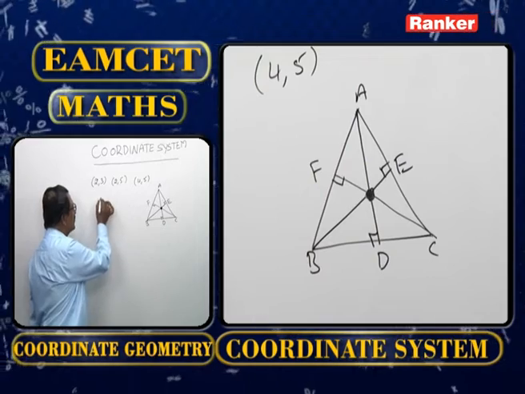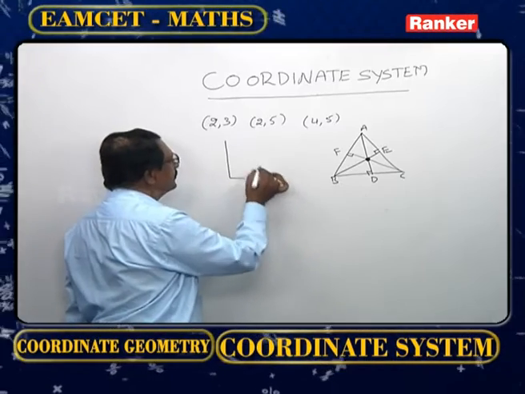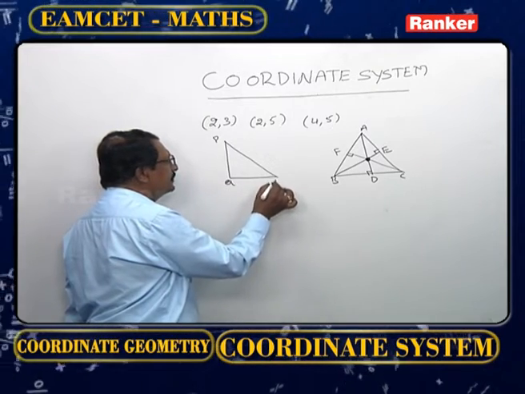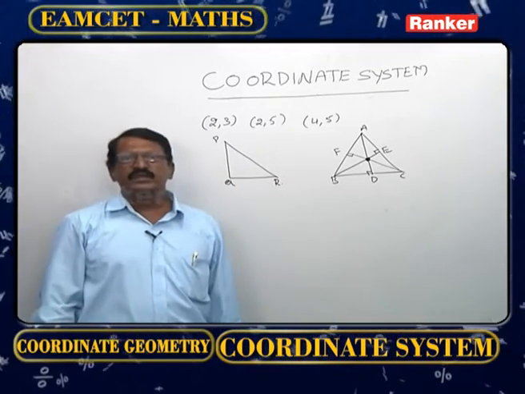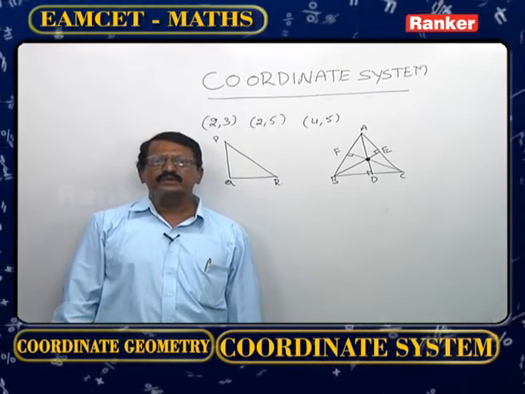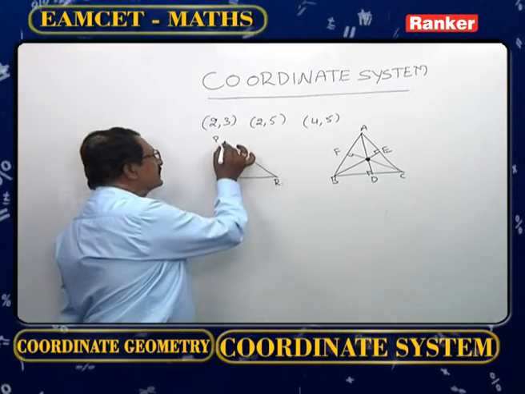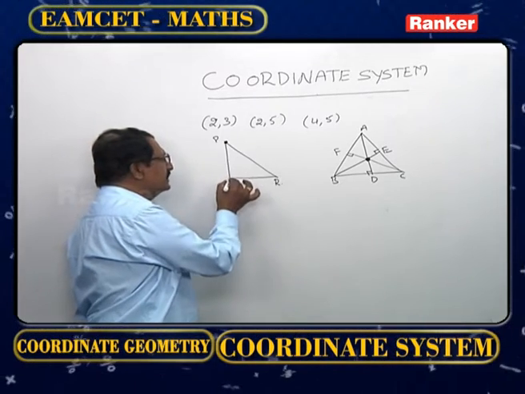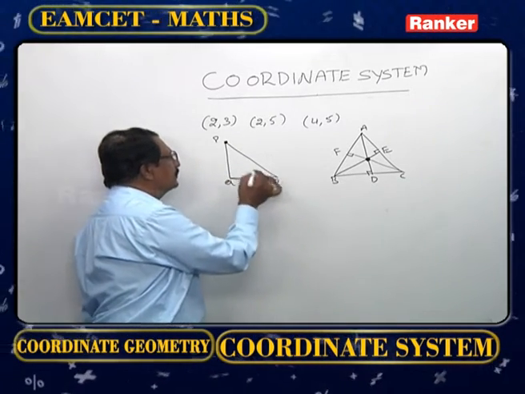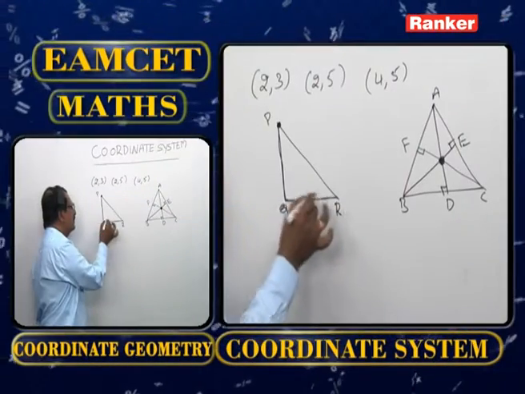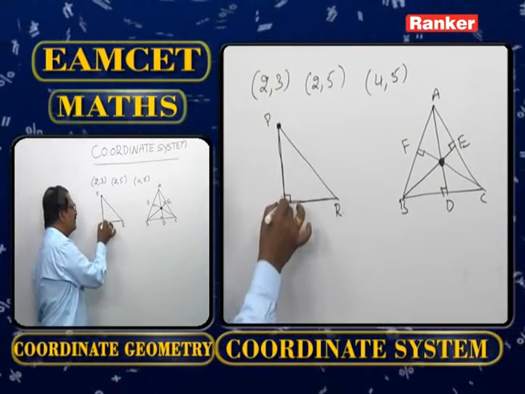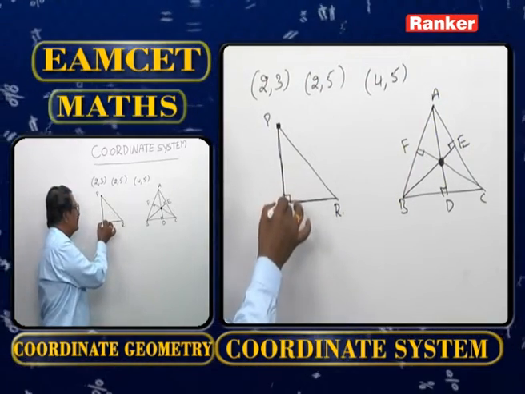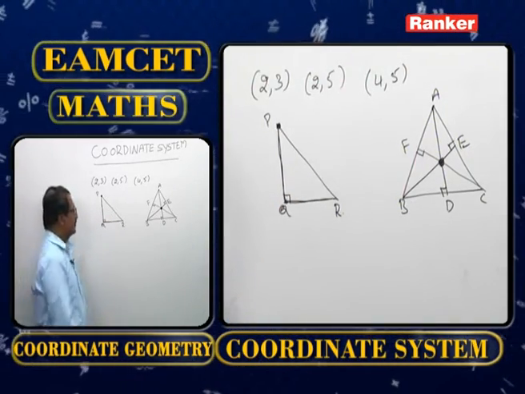Suppose we take a right angle triangle PQR. Now we require the orthocenter of the right angle triangle. Take the vertex P. The opposite side for vertex P is QR. Now PQ is perpendicular to QR, so the side PQ is one of the altitudes of the triangle PQR.